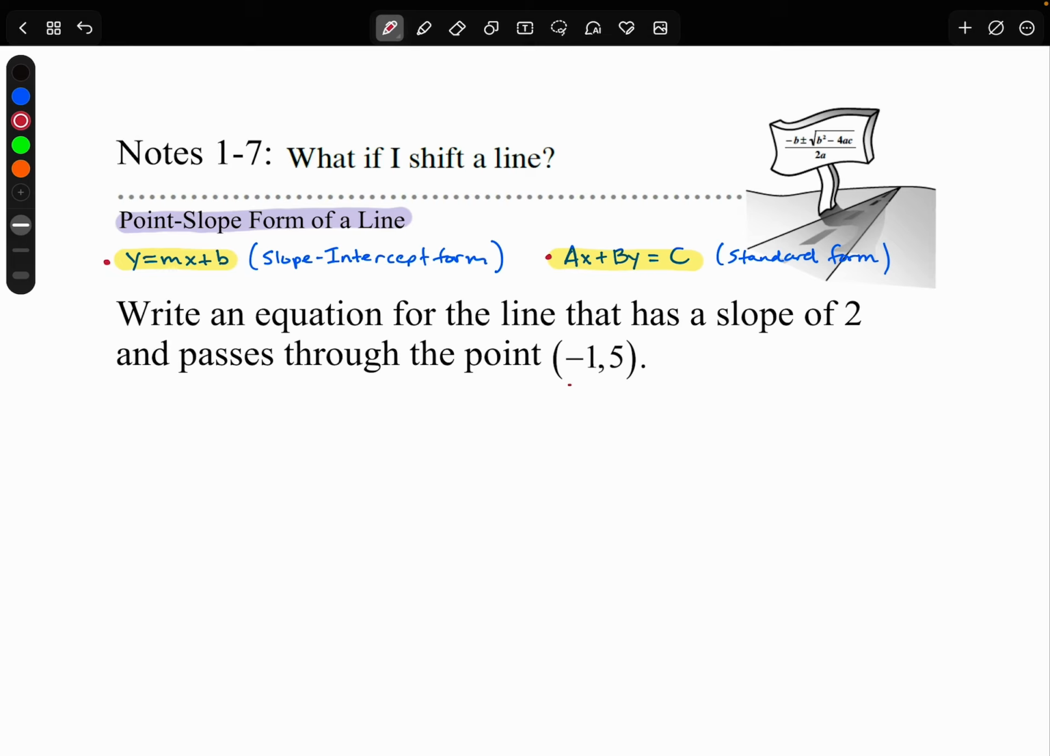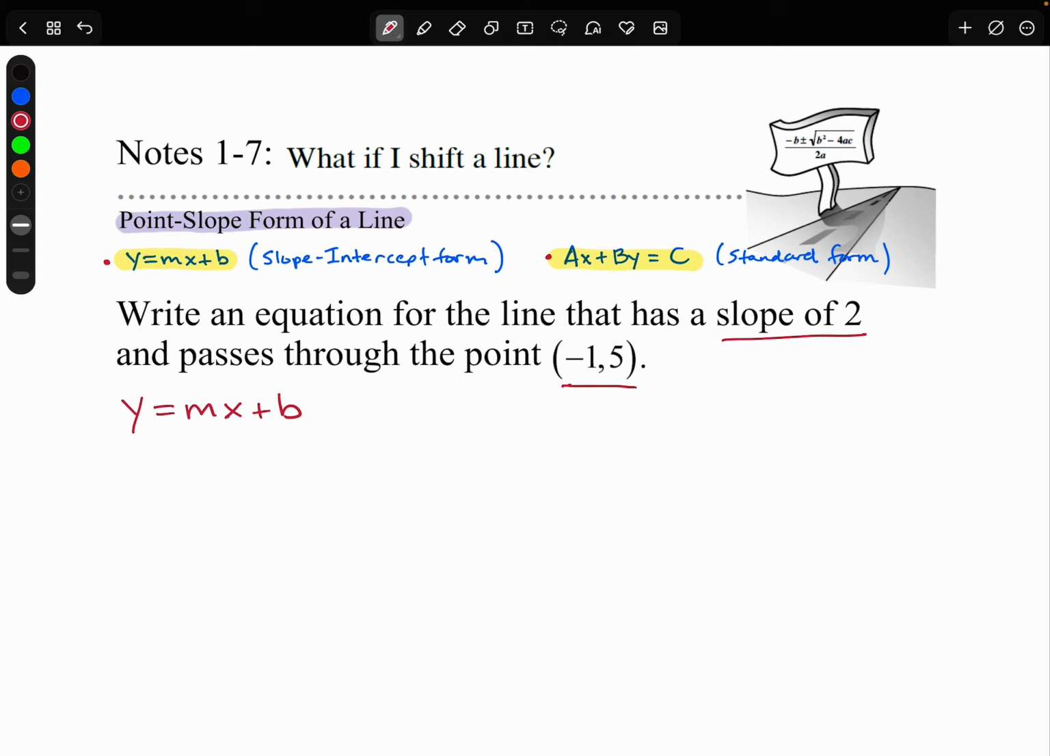It's actually pretty basic, but there are some good situations where you can use it and it may make things easier. Okay, so let's get started. The first problem here is just a little warm-up. It says write an equation for the line that has a slope of 2 and passes through the point -1, 5. For this one, we're going to go ahead and use slope-intercept form.